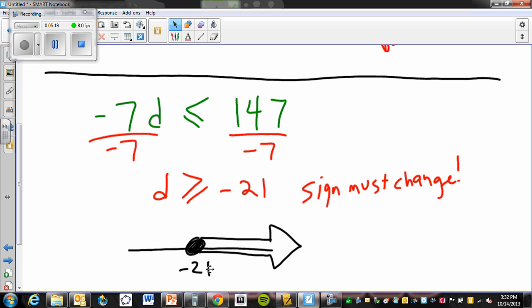So we graph negative 21. It says or equal to, so we have a solid dot. And then our variable's on the left. So this arrow is pointing that way, so my arrow is going to point that way.